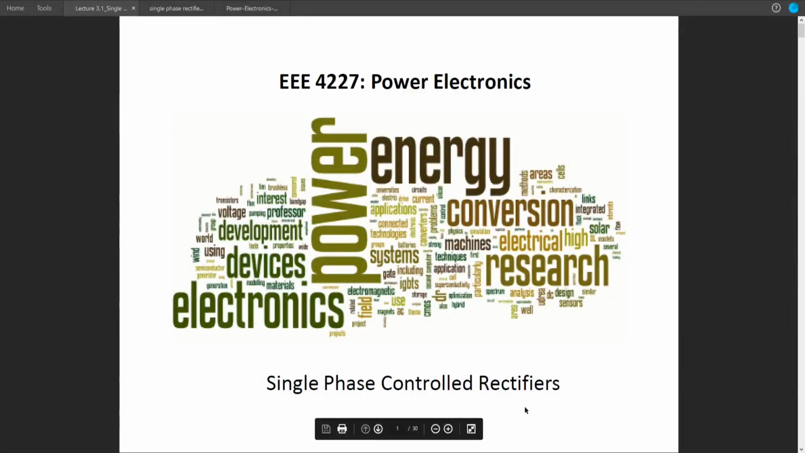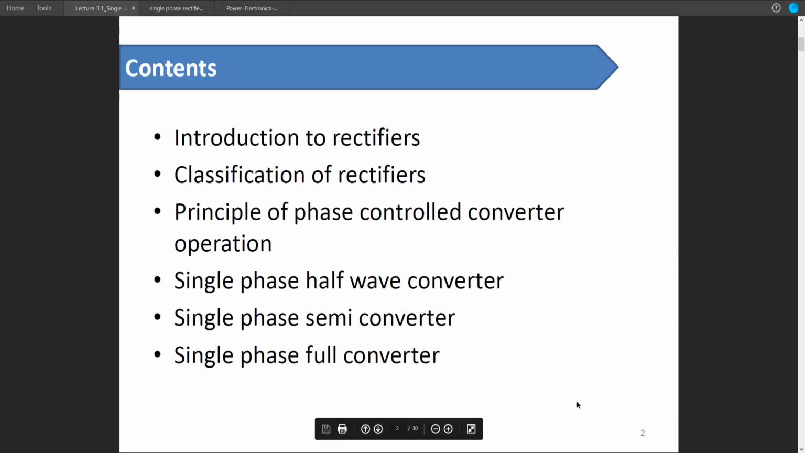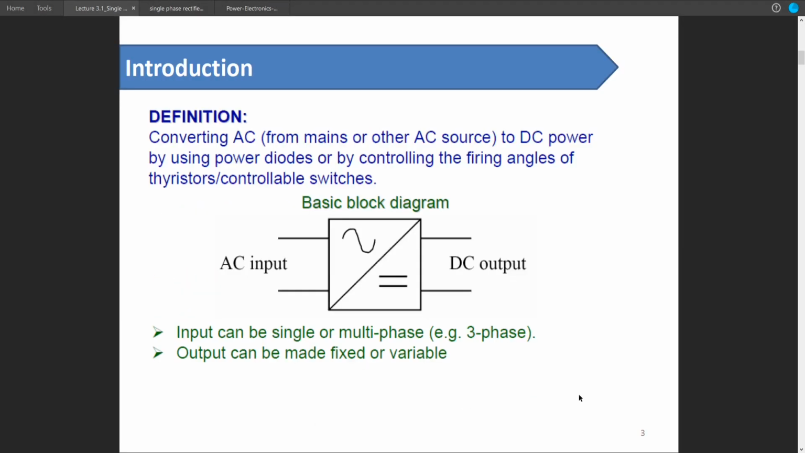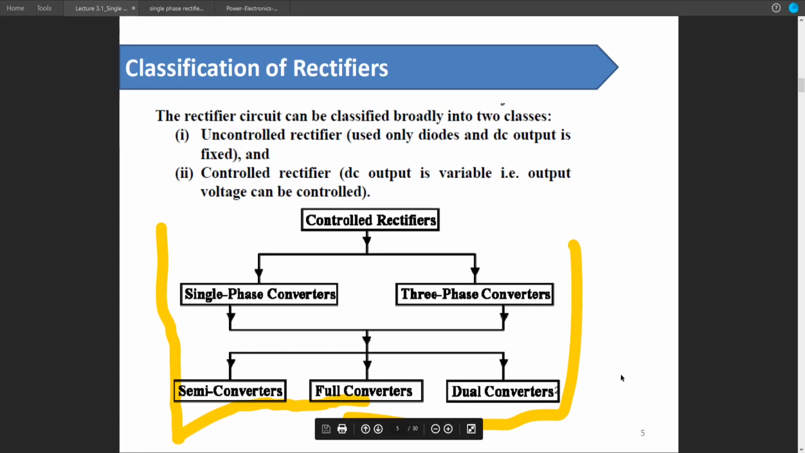Single phase control rectifiers. Here is a quick classification of control rectifiers. Both single phase and three phase control rectifiers or converters can be divided into three categories: semi-converter, full converter, and dual converter.